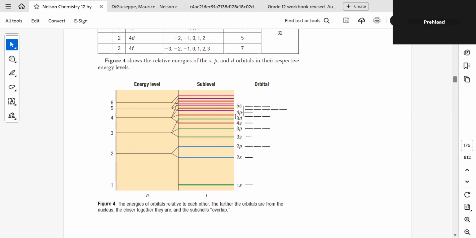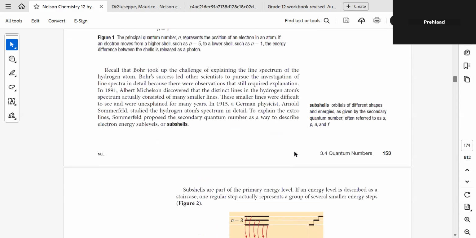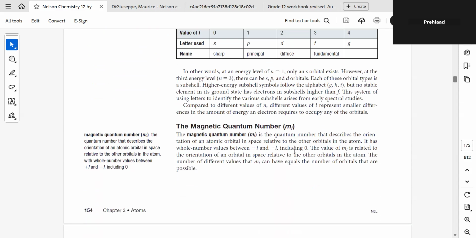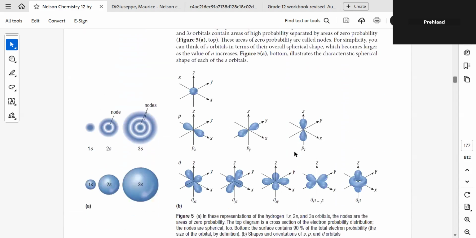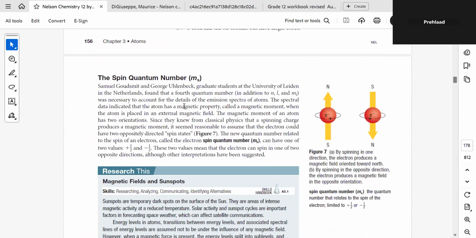So we are done with the principal quantum number. We are done with the secondary quantum number. We are done with the magnetic quantum number. And the fourth one is the spin quantum number. Spin quantum number is basically plus half and minus half.